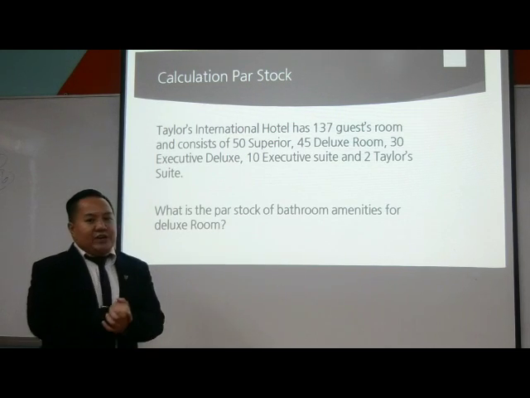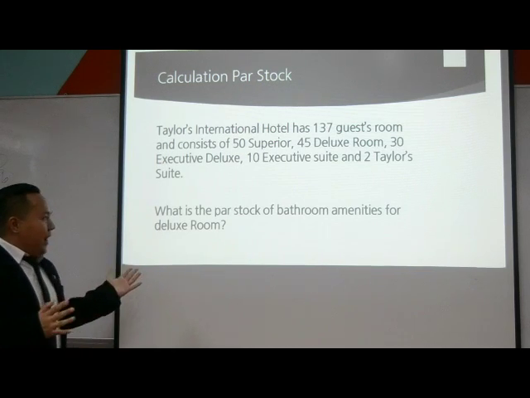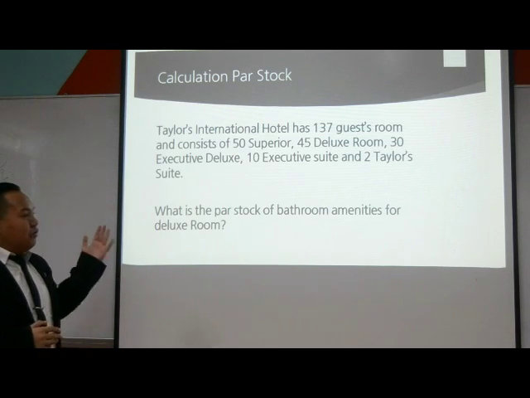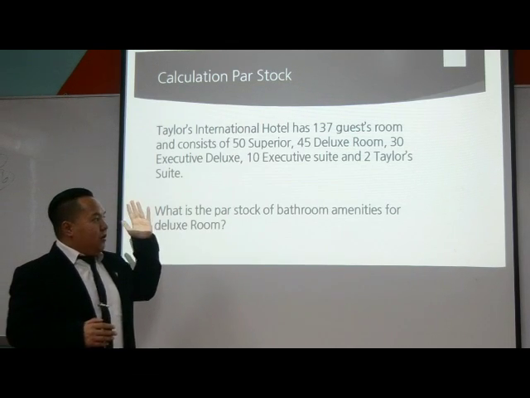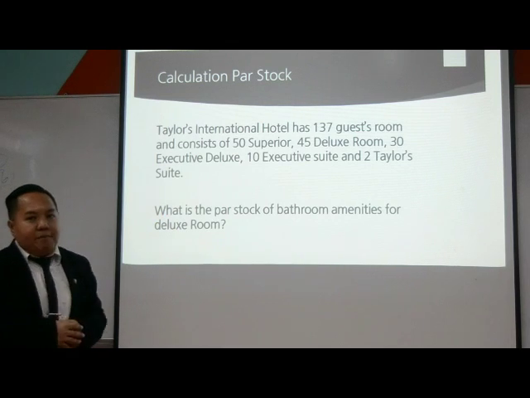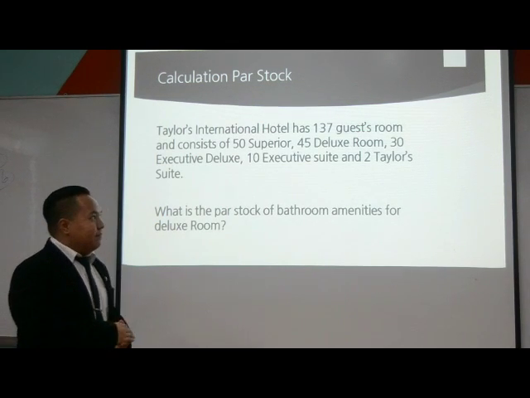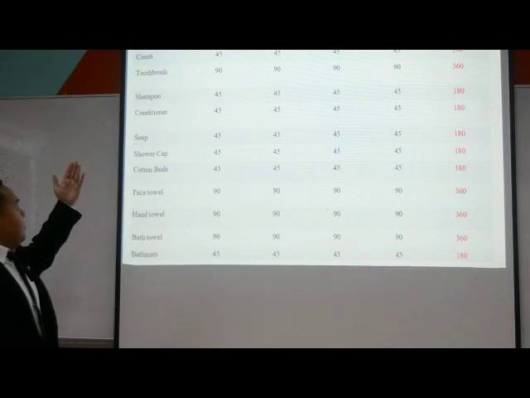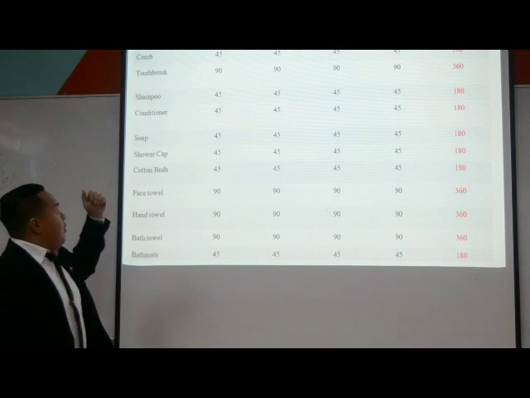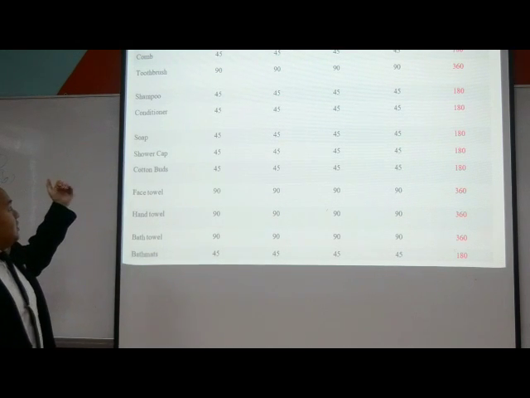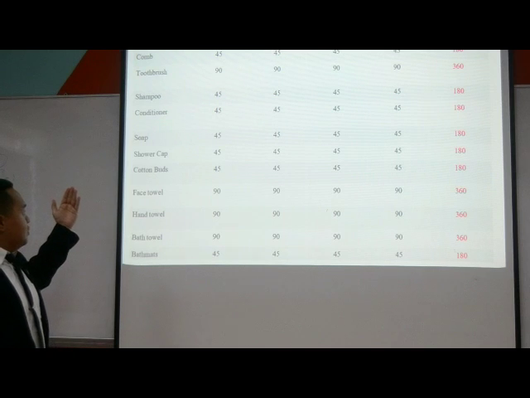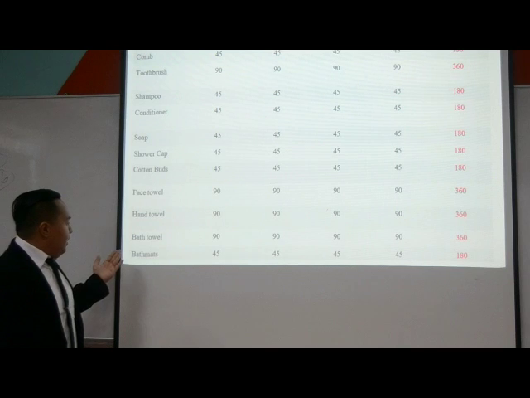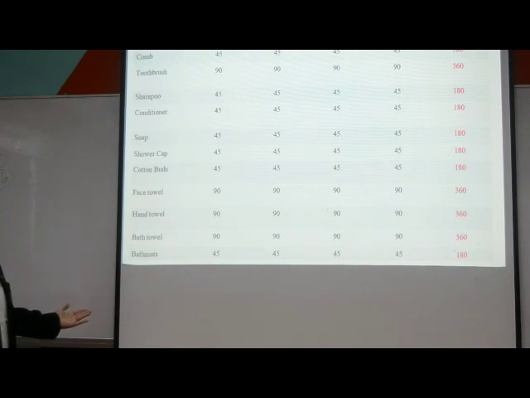Bathroom amenities, I already told you before, right? For the deluxe room, I already gave you the example. So right now, I will teach you how to calculate all the amenities as our par stock in our hotel. So this is the calculation. Like I said before, for our deluxe room, we have comb, toothbrush, shampoo, conditioner, soap, shower cap, cotton bud, face towel, hand towel, bath towel, and bath mats.